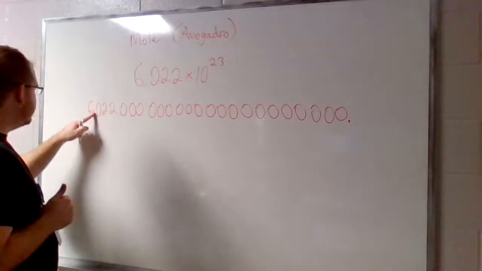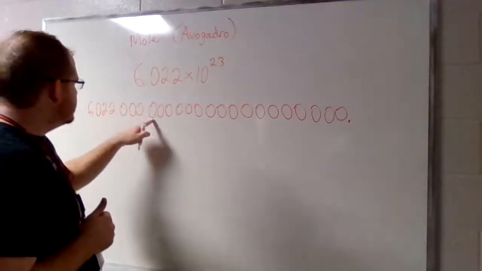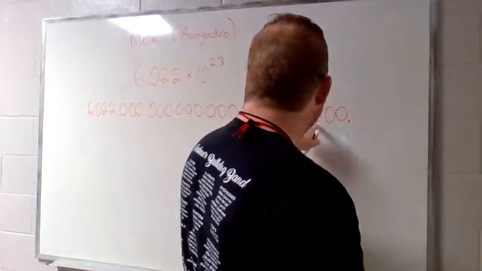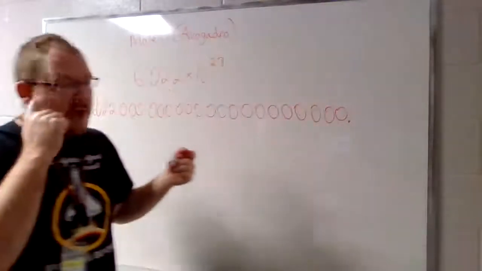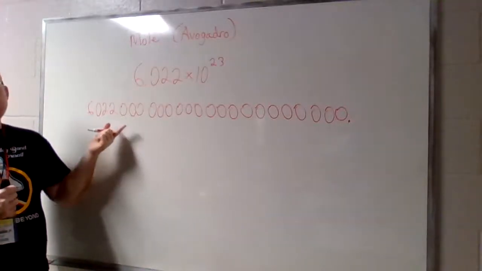I will erase the decimal here. 1, 2, 3, 4, 5, 6, 7, 8, 9, 10, 11, 12. That's it. So 6.022 times 10 to the 23rd power turns into this number.